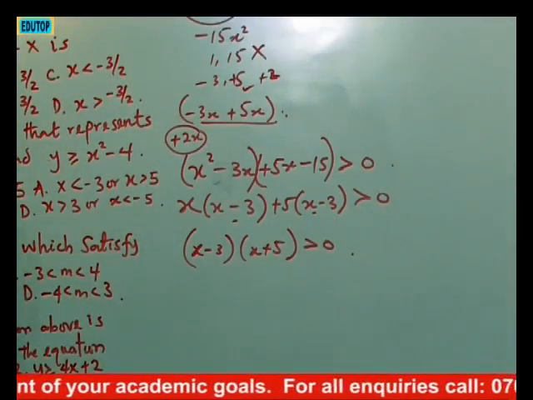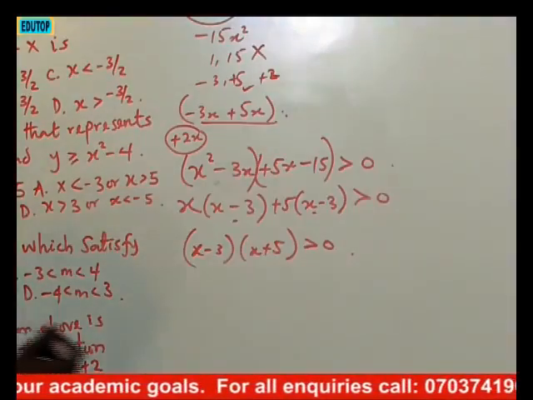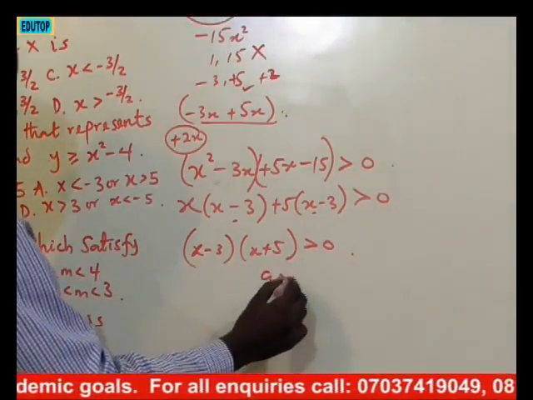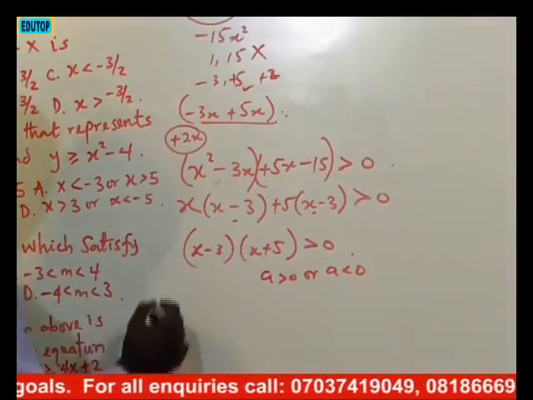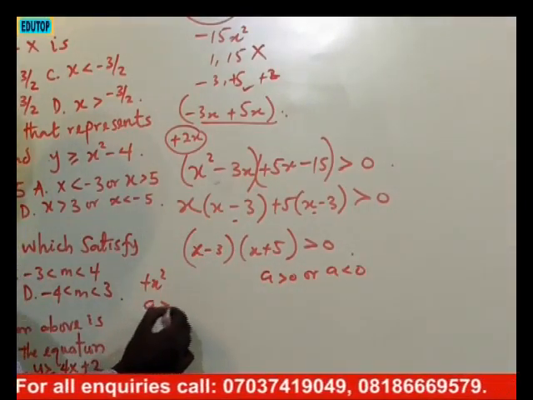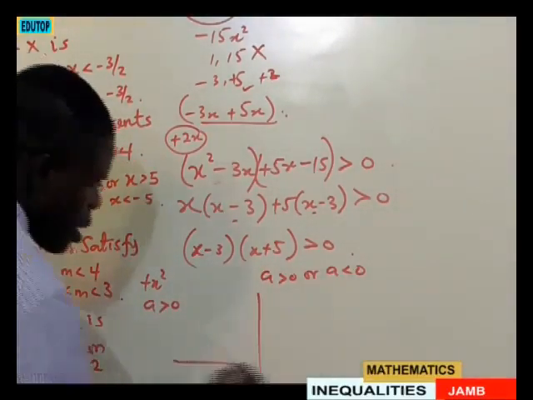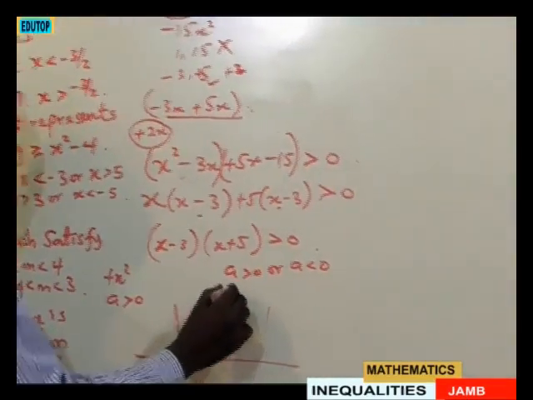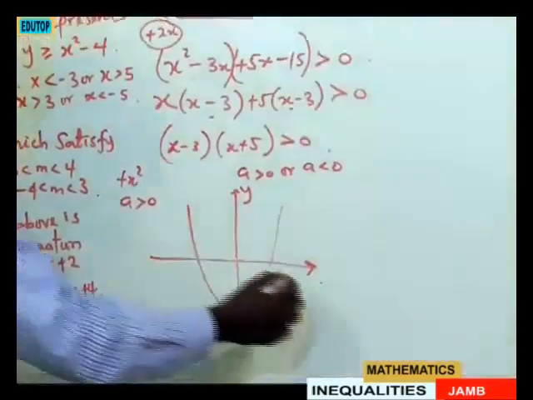Now this is the time to use our graphical method to determine what we have. So the first thing we need to do is to check whether our a is greater than 0 or a is less than 0. x times x, that is plus x squared. So since you're having plus x squared, automatically our a is greater than 0 at this point. Then that means our graph will be a minimum curve this way, where this is our y and this is our x. Now let's determine our critical values.